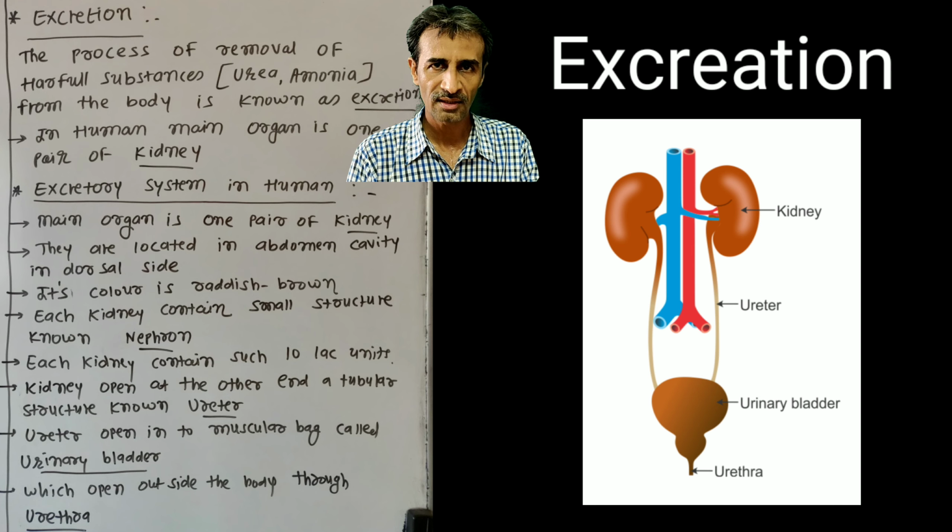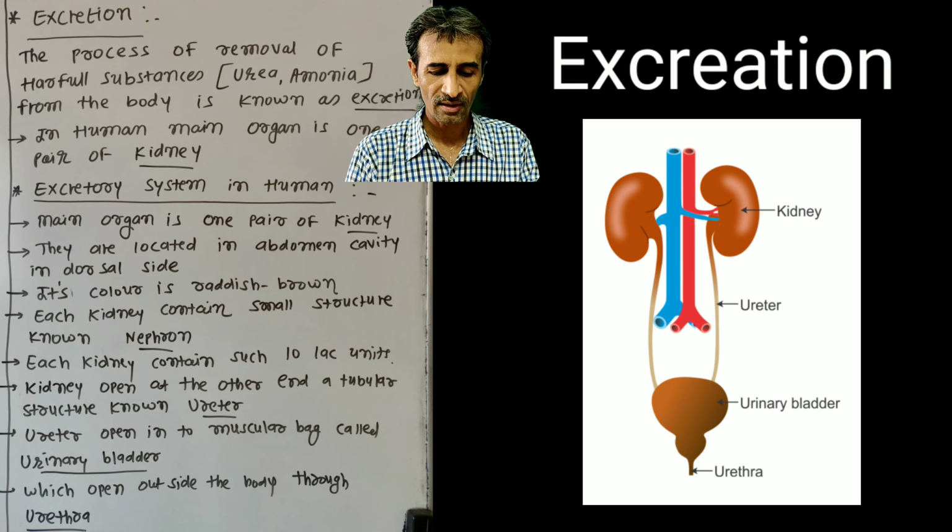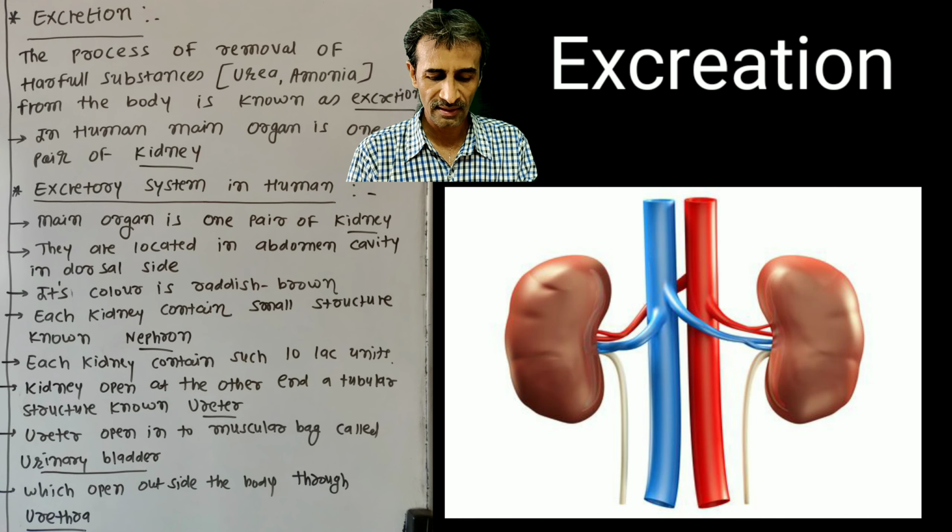The process of removal of harmful substances like urea, ammonia and uric acid from the body is known as excretion. In a human being, the main organ for excretion is one pair of kidneys. Now the excretory system in a human being. First of all, we have to write down the definition of excretion. Again, the main organ is one pair of kidneys.